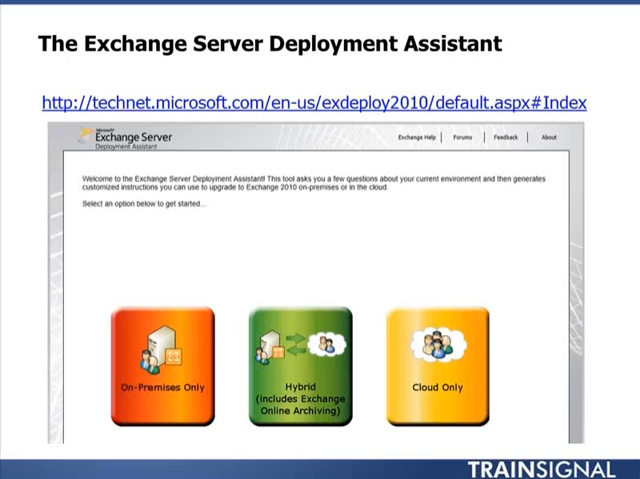So basically you go to the website that's listed here, or you can do a quick search for it, and you click the on-premises only button. You answer a few questions as to what features you're looking for and what environment you currently have, and then it pretty much spits out the end result as far as what you need to do in a step-by-step fashion. So it's an excellent tool that's been given to us by the Exchange team.